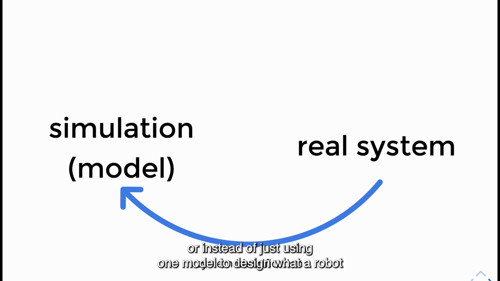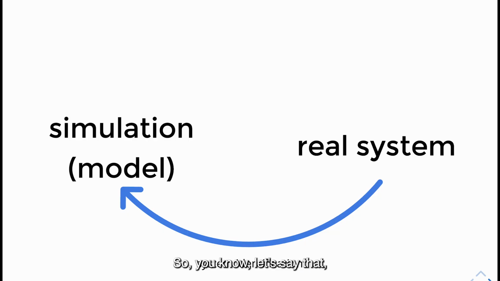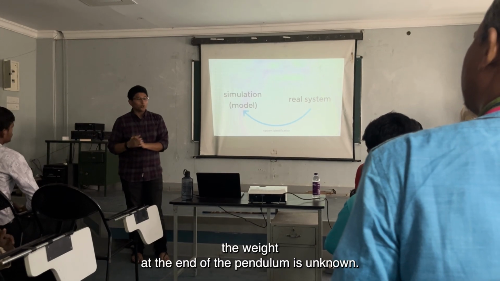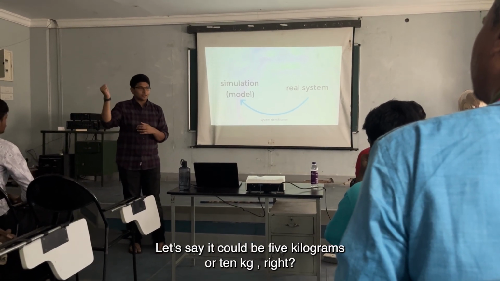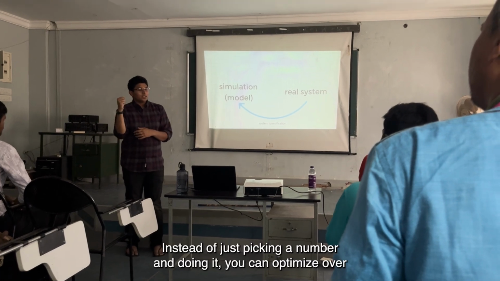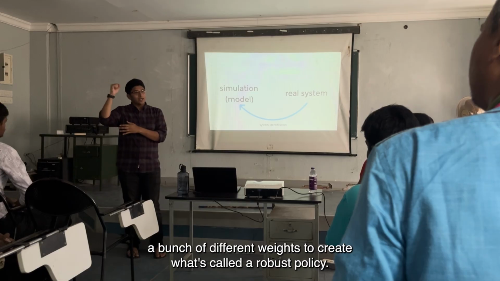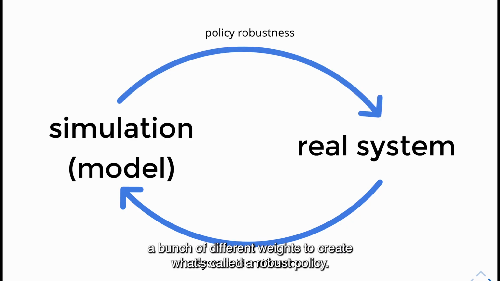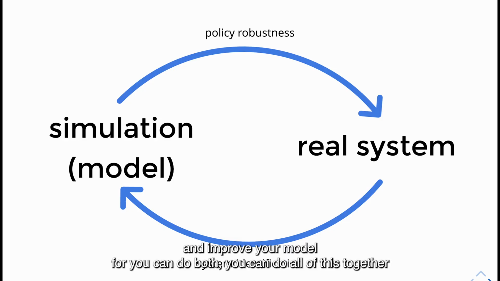Or instead of just using one model to design what our robot or whatever system should do, we can use a collection of models. So let's say that the weight at the end of the pendulum is unknown. Let's say it could be 5 kilograms or 10 kilograms, right? Instead of just picking a number, you can optimize over a bunch of different weights to create what's called a robust policy. So you can either make your actual controller robust, or you can take the real world data and improve your model, or you can do both. You can do all of these things.